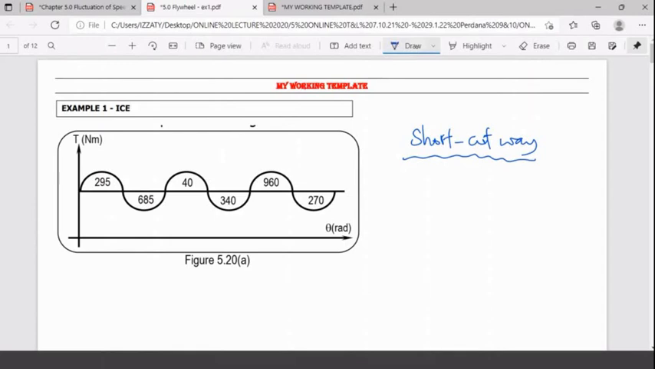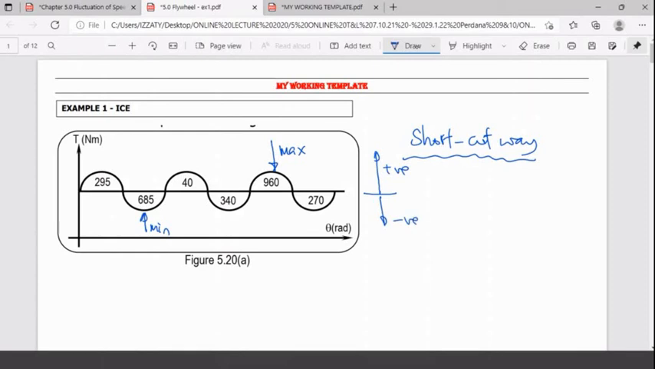Okay, look at here. You have 295, we have 40, we have this one. This one is maximum. Look at here, 685. This one is 340. This one is 270. This is all negative, yeah. This one is all positive. So this one is the minimum, right? Because this one is positive and this one is negative.